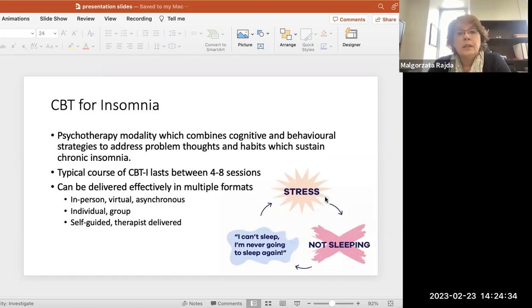CBTI combines both cognitive and behavioral strategies. Typically, it's a therapy that is fairly short-lived, averaging 6 sessions, and it can be delivered in person or in a group. It can be delivered online. There are many resources for self-delivery, self-administered CBTI. So we really have many options here.